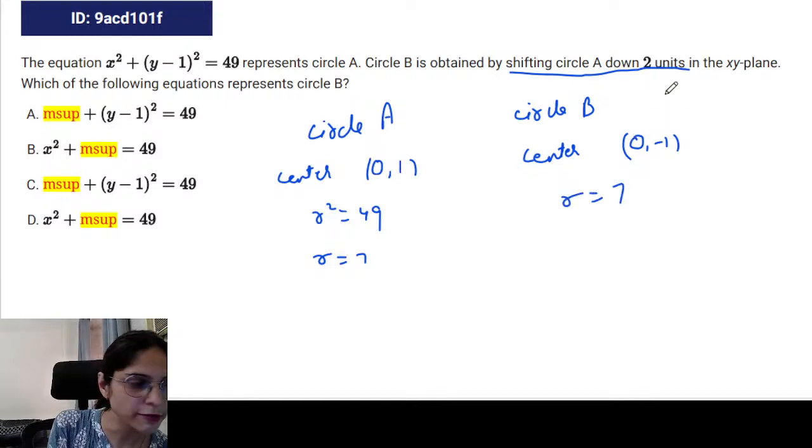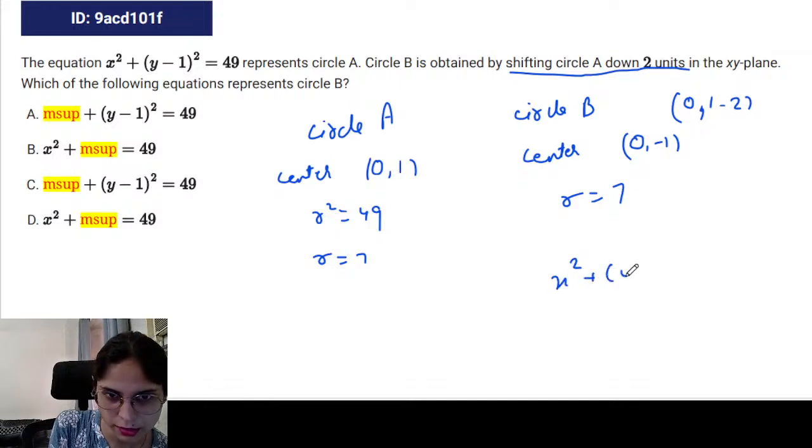Down 2, that means what? You just subtract 2 from the y coordinate. So 1 minus 2 is minus 1. Nothing will happen to the x coordinate because you are not shifting left or right. So your center is (0, minus 1), radius is 7, and now you can just write the equation. It's going to be x squared plus (y plus 1) whole squared equals 49.